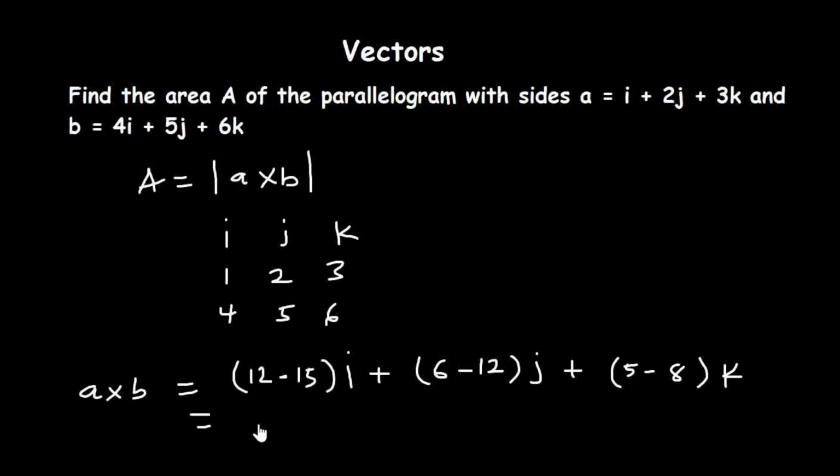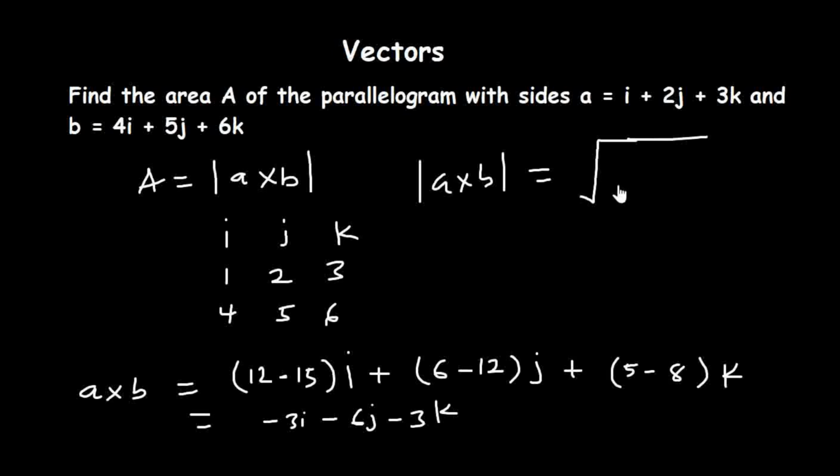This will be equal to 12 minus 15, that is minus 3i. And then 6 minus 12, that is minus 6j, and then 5 minus 8, that is minus 3k. So this is the vector we got after taking the cross product. Now let's find the magnitude of the cross product. That will be the square root of 3 squared plus 6 squared plus 3 squared.